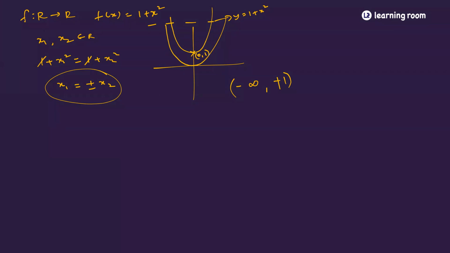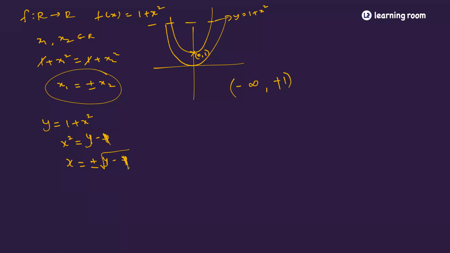But if you have to write it in the theoretical format, how will you do it? You put y is equal to 1 plus x square, then x square will be equal to y minus 1, then x will be equal to plus or minus root of y minus 1. Now, how do you find the domain? How do you find the values of y in this?